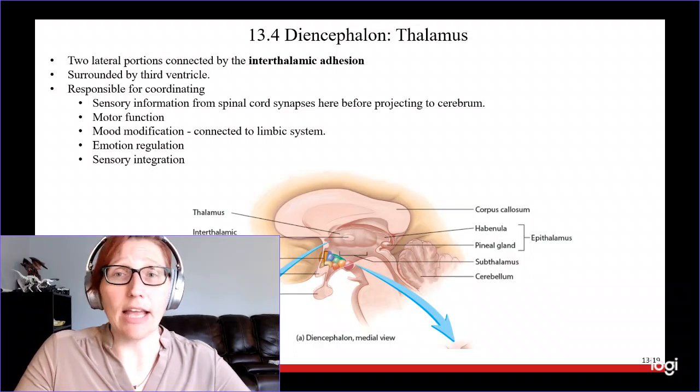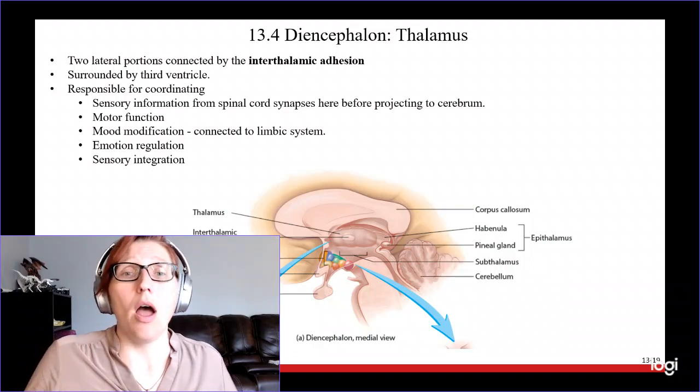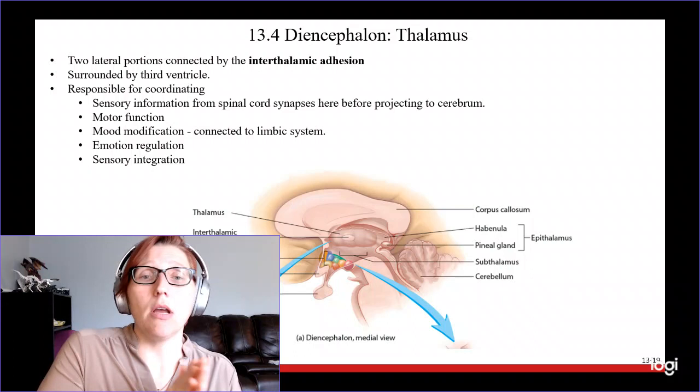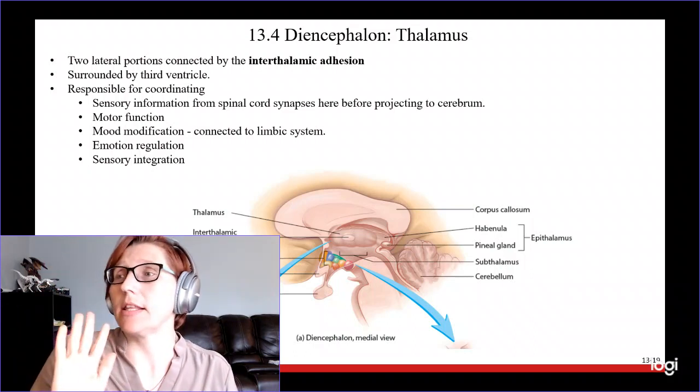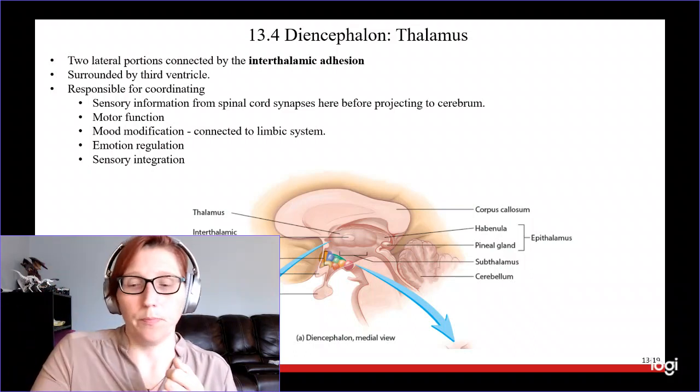All right, your diencephalon or your thalamus, you need to know what it coordinates. What does that particular region do?